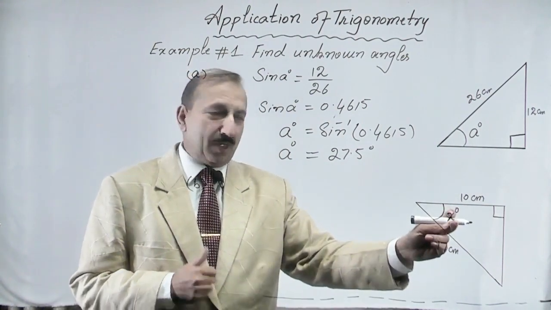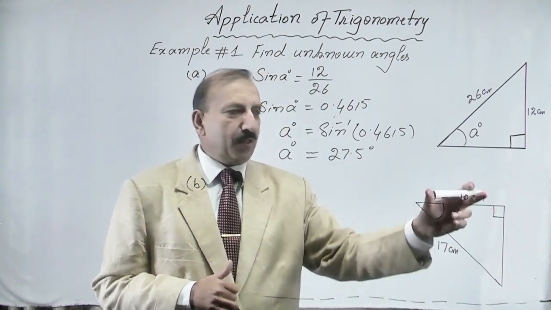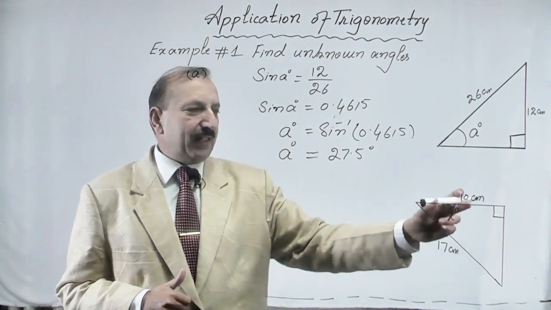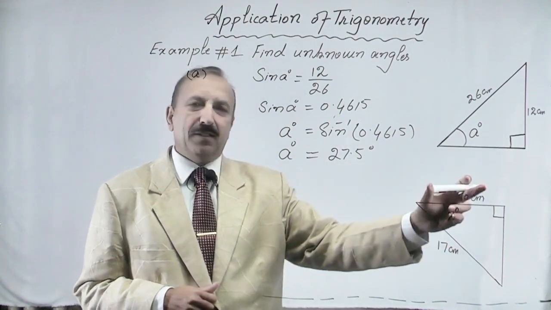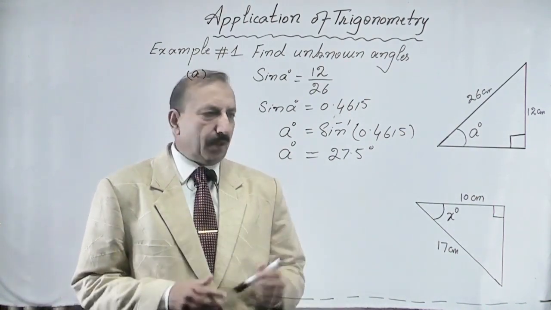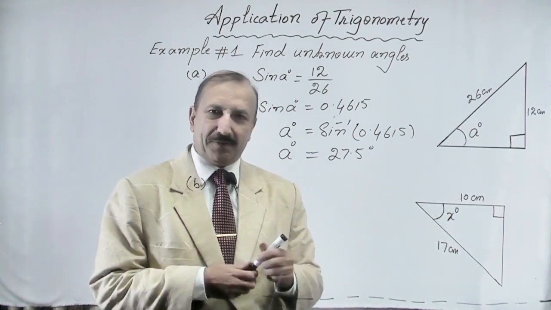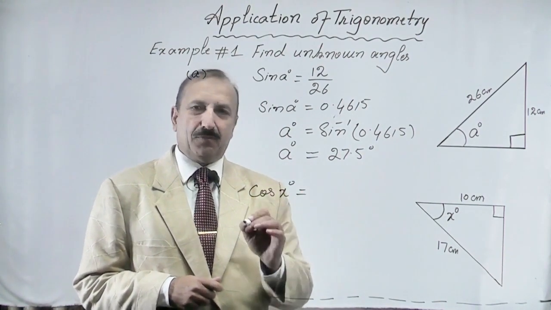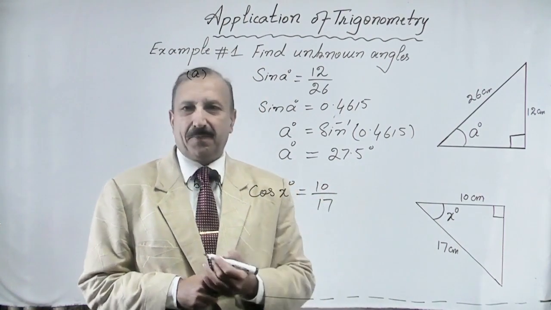With respect to this angle, if you look here, its opposite side is here. This is the hypotenuse, so this is adjacent. So in this triangle, we have given adjacent and hypotenuse, and the trigonometric ratio that relates adjacent and hypotenuse is cosine. Cosine trigonometric ratio will help us to find this value of angle X. We will write cosine of X degree is equal to adjacent over hypotenuse. This is 10 over 17.